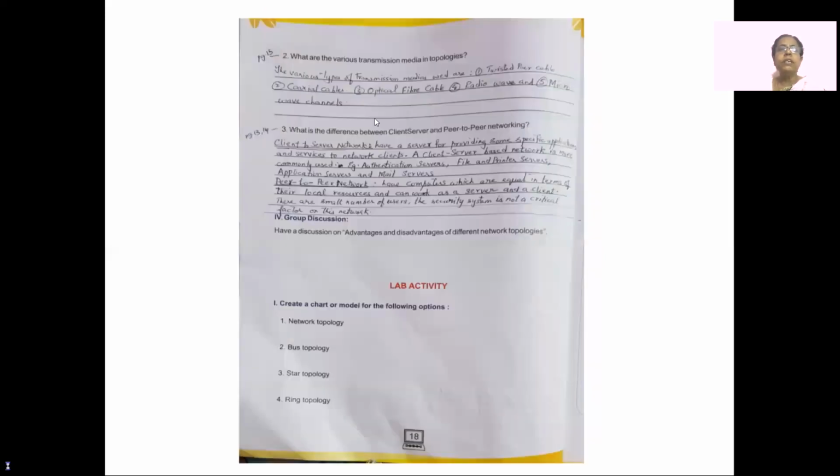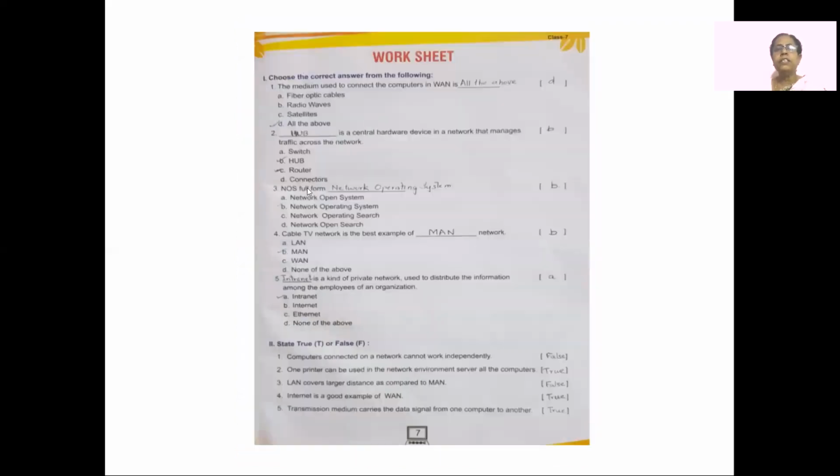This is your next one. Here it says, what are the various types of transmission? You know it. It's on page number 15. What's the difference between client and server? You just now did it. It's on page number 13 and 14. In the previous chapter also, I've put the answers. Last time what you did, just check if you got all the answers right on page number 7.